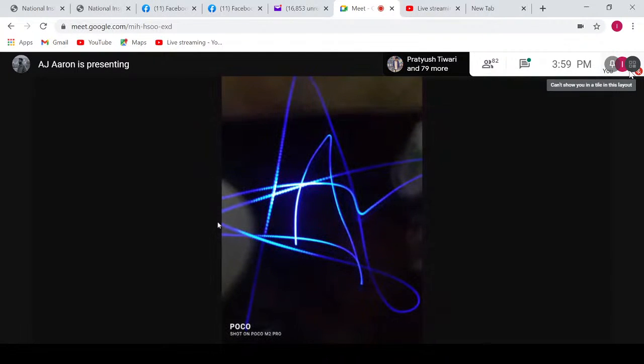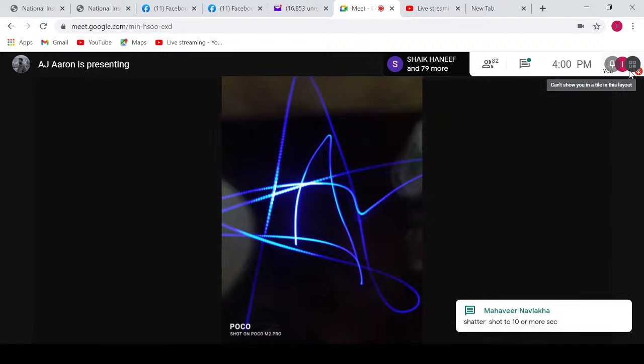Anybody knows what this technique is called? Long exposure. Yeah, correct. So, can you explain? Can you tell the others what you think long exposure is? Basically, you're making the camera take pictures for a longer duration of time.